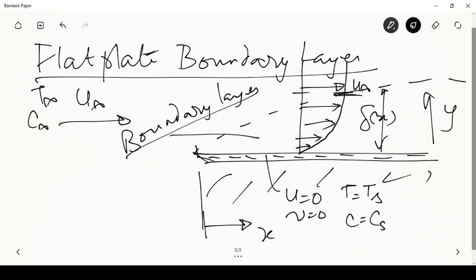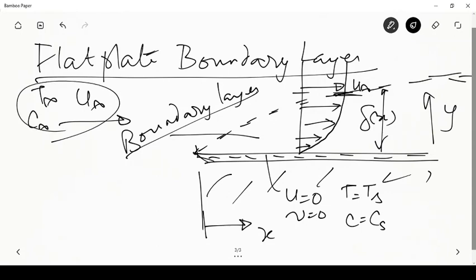Okay, so this region which is under this dotted line, which is an imaginary dotted line, of course, that we have drawn, the region within this dotted line is a region that is affected by the presence of the plate, and the region beyond that dotted line is a region which is unaffected by the presence of the plate and therefore would remain at the free stream conditions.